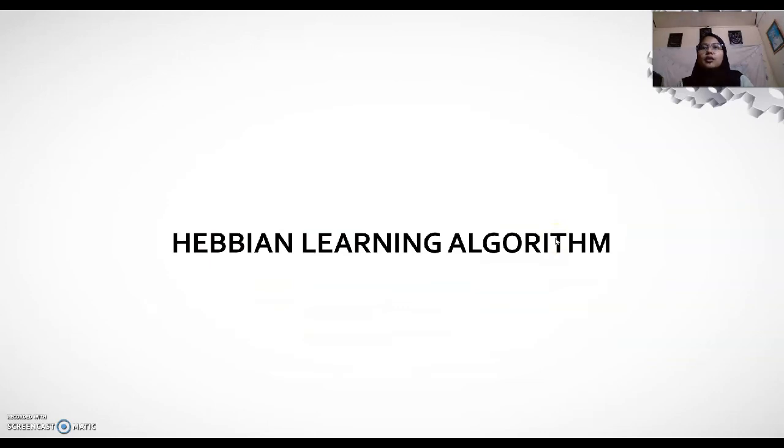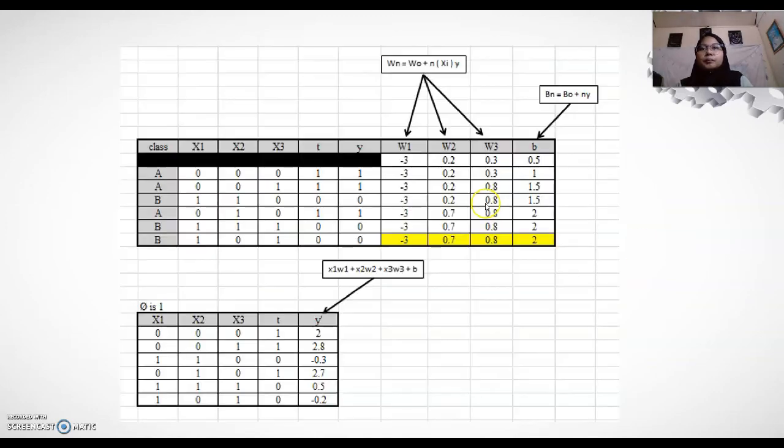Okay, first for the Hebbian learning algorithm. As we can see from the table, first we see the initial values, which are W1 is -3, W2 is 0.2, W3 is 0.3, and the bias is 0.5.